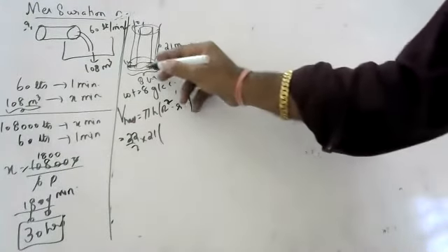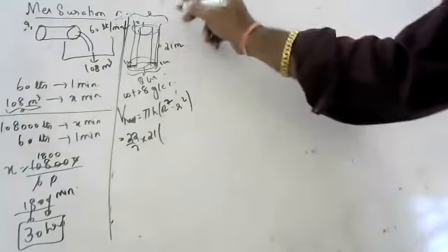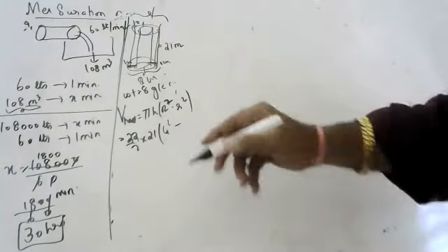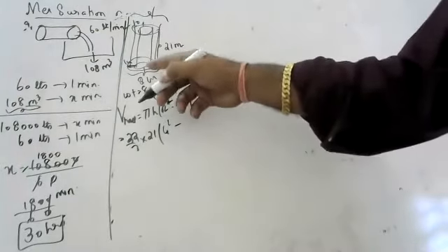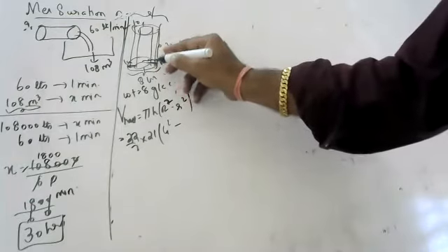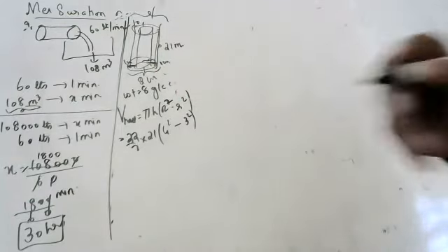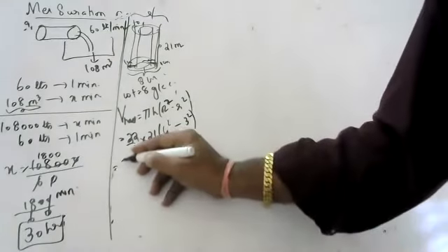Big R is how much? 4, so 4 square. Small r is how much? Here in 4, if you remove 1 centimeter, it is 3, so 3 square. Okay, tell me how to do.